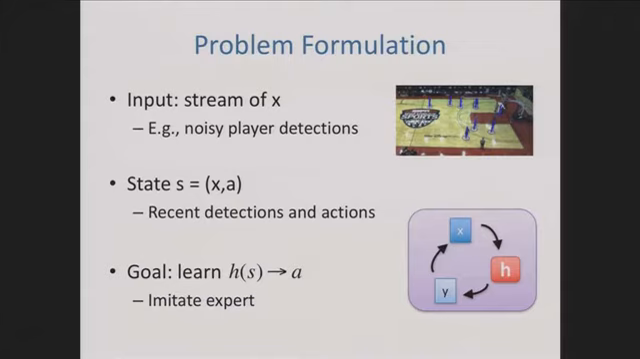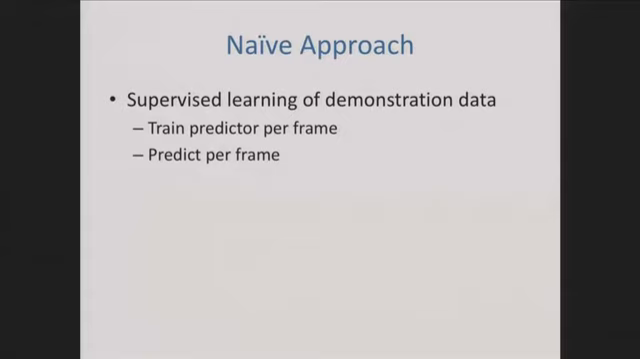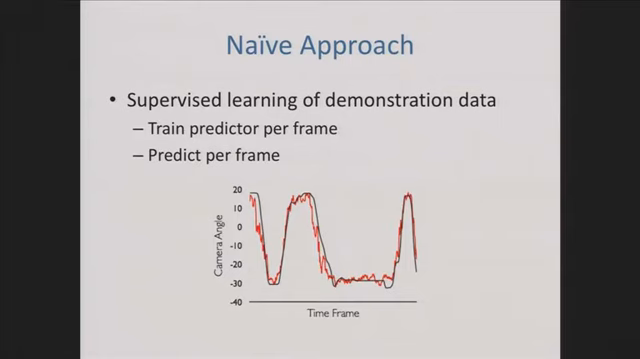OK, so the naive approach is to ignore the fact that this is sort of a sequence of actions and just train a supervised learning algorithm like a deep neural net that maps this state to this action, right, per frame, treating with the standard IID assumption. And you get a result that looks like this, right? So the black line is the ground truth, so the x-axis is the time, and the y-axis is the pan angle of the broadcast camera. And the red line is the prediction of whatever machine learning algorithm you want to use. In this case, it was either a deep neural net or a random forest. And it looks pretty good.